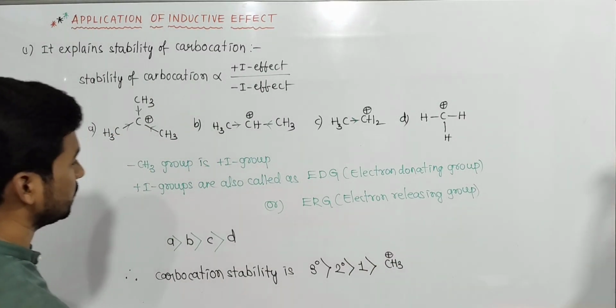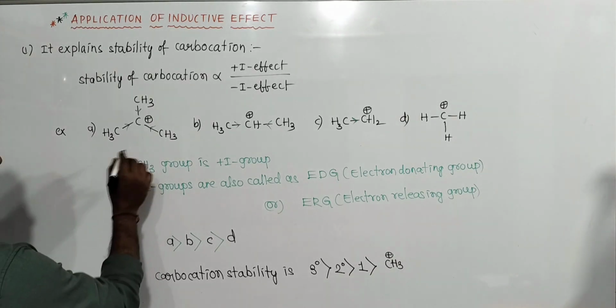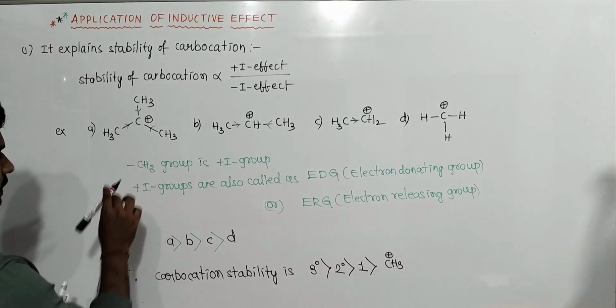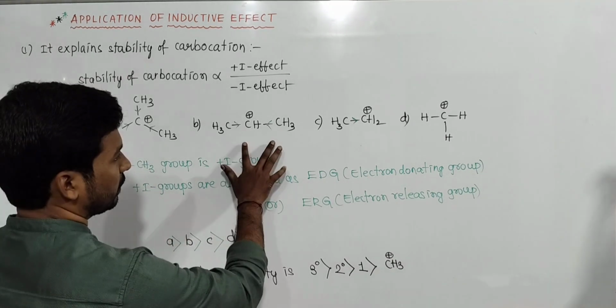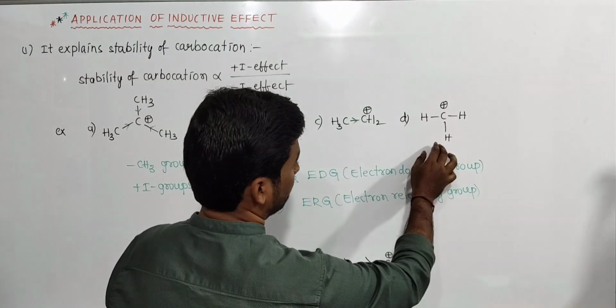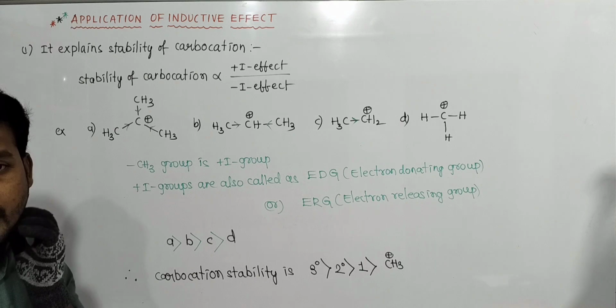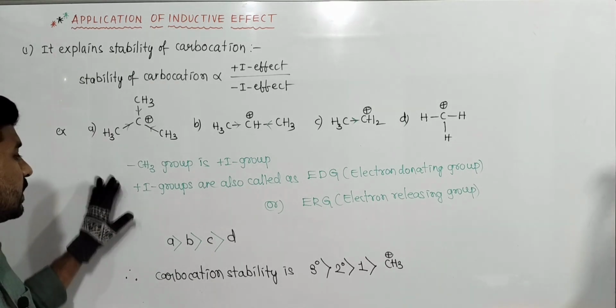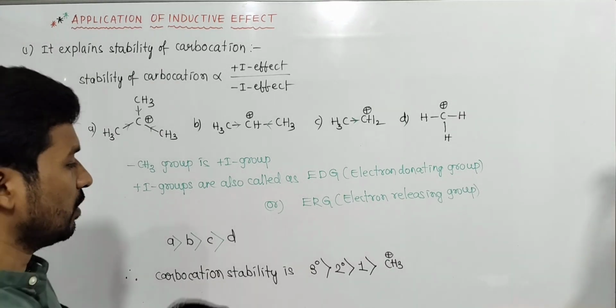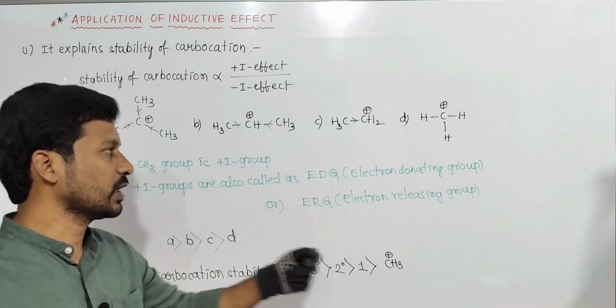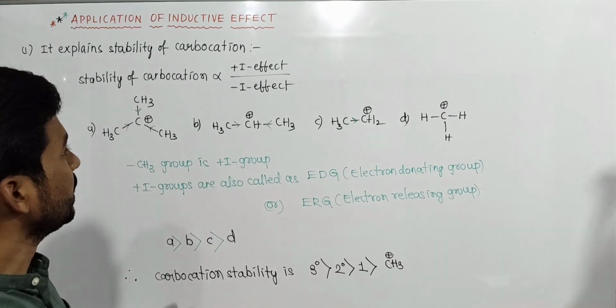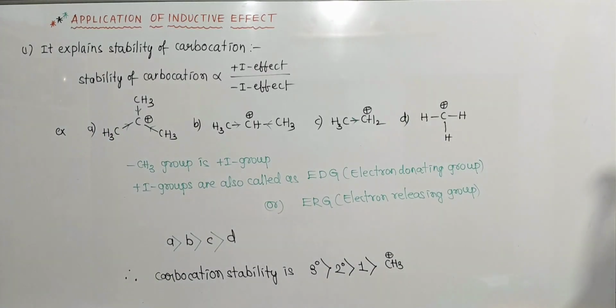Okay, hope you understood. This is a very important concept. Here 3 plus I groups, here only 2 plus I groups, here only 1 plus I group, here no plus I group. Thus stability of tertiary, secondary, primary and methyl carbocation is explained by inductive effect.